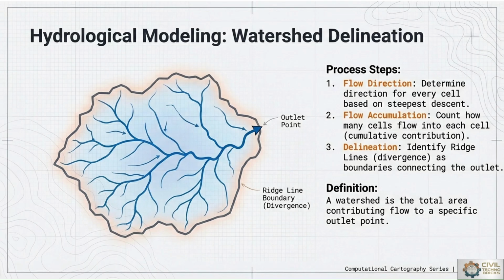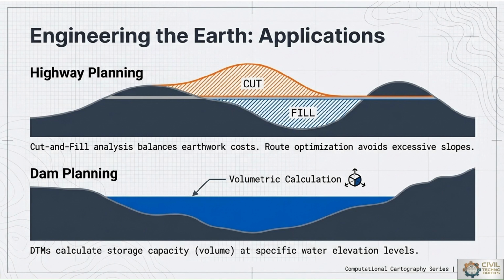This allows engineers to automatically map out the drainage network of a site without manual surveying. In GIS, this is used to calculate the time of concentration and peak discharge for a catchment, which is the primary input for designing hydraulic structures. So the definition of a watershed is the total area contributing flow to a specific outlet point. What are the applications from the engineering point of view?